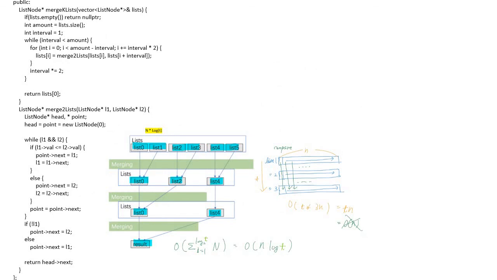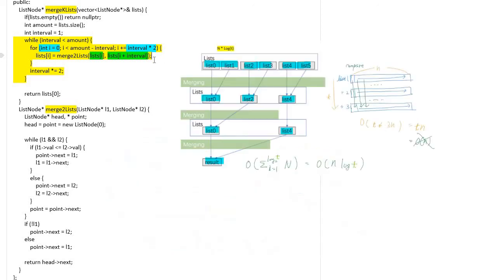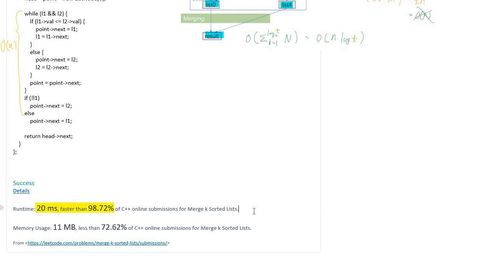So I implemented this solution using C++, referring to the original Python solution. The code is using a while loop to iterate over pairs of linked lists. Interval is increased exponentially. In the internal for loop, having index i starting from 0, it's a little bit tricky part. The list i and the list i plus interval are the pair of linked lists that should be merged. And the merge two lists function merges two linked lists into the first one with O(n) time complexity. This code performs faster than 98.72%.